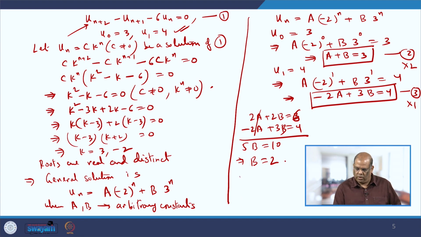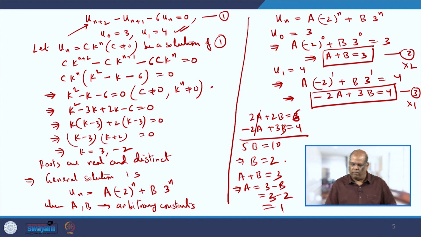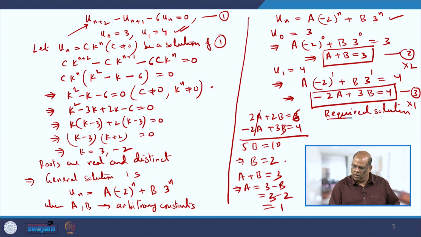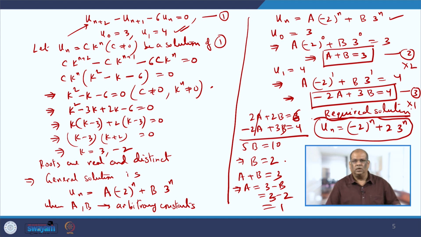And if you substitute here a plus b equal to 3, this gives a equal to 3 minus b, which is 1. So the value of a is 1 and the value of b is 2, and you substitute it here and you get your required solution as un equal to minus 2 to the power n plus 2 into 3 to the power n. So that is how you solve this difference equation.